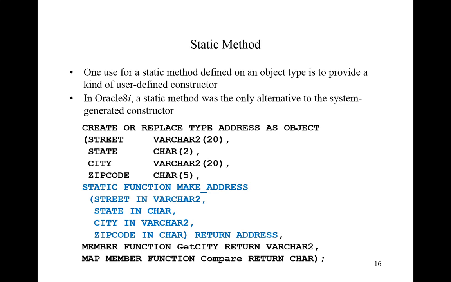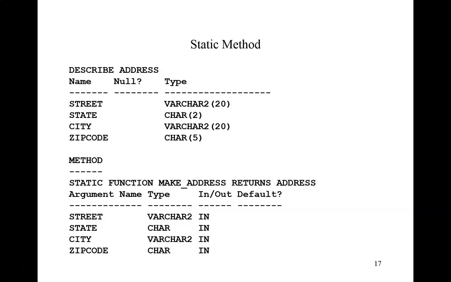So in this statement, we're introducing a function that we designate as being static. It's called makeAddress. Notice the 4 arguments of the function. They're the same as the 4 attributes of the type. And notice the return type of the function. It will return an address object. So here we see the static function called makeAddress, and again the arguments agree with the attributes of the type, and the output is again an address object.